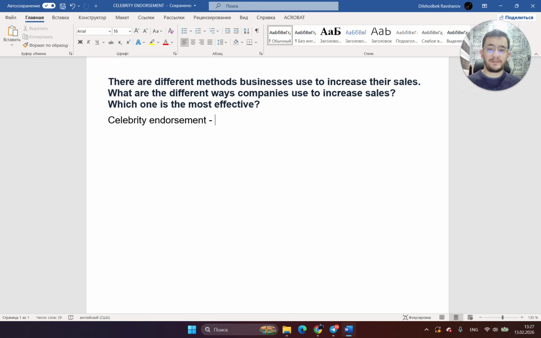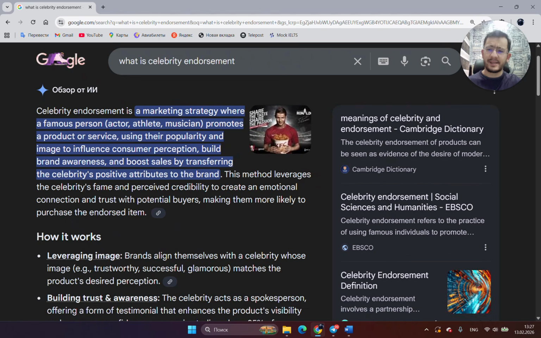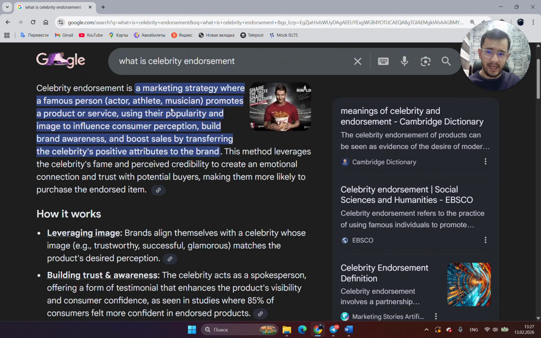Celebrity endorsement, if I have to explain it simply, is using the brand of a celebrity to promote your product. Why am I saying it? Because we have "increase the sales of a business." That's why they mentioned this company. And if you go to Google, this is the definition the Google AI gives.